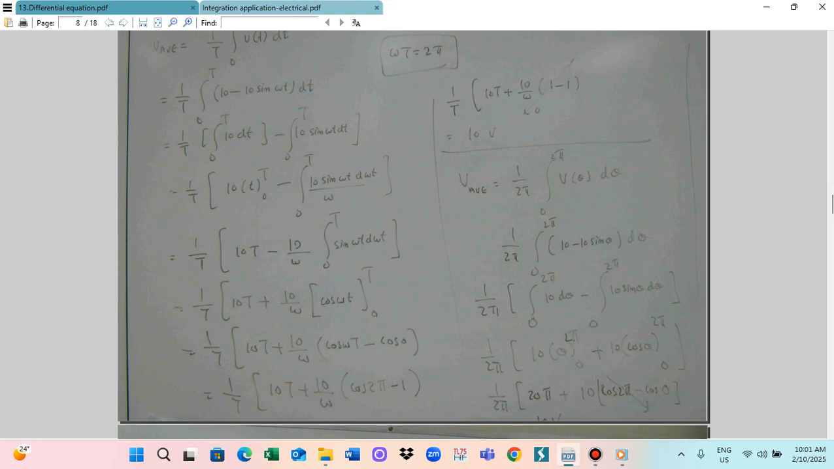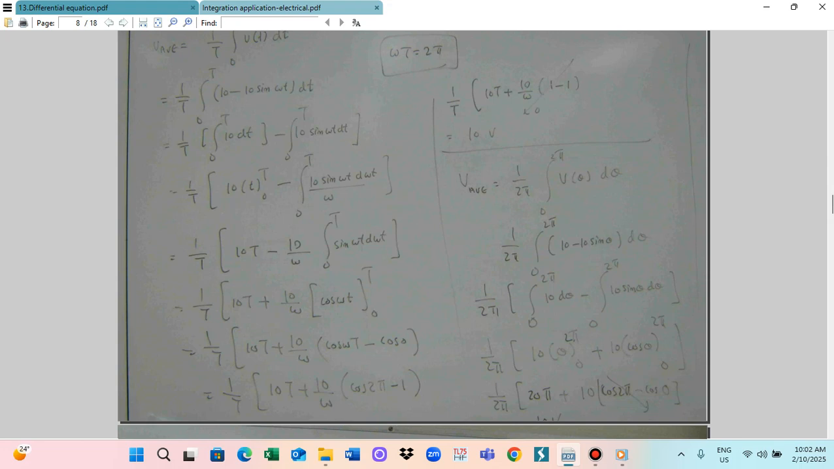So this is 1 by 2 pi, integration 0 to 2 pi, V of theta, which is equal to 10 minus 10 sine theta, d theta. So now we integrate. So this is 1 by 2 pi here, and this becomes the integration 0 to 2 pi 10 d theta minus integration 0 to 2 pi 10 sine theta d theta. Okay, so now you integrate this one.